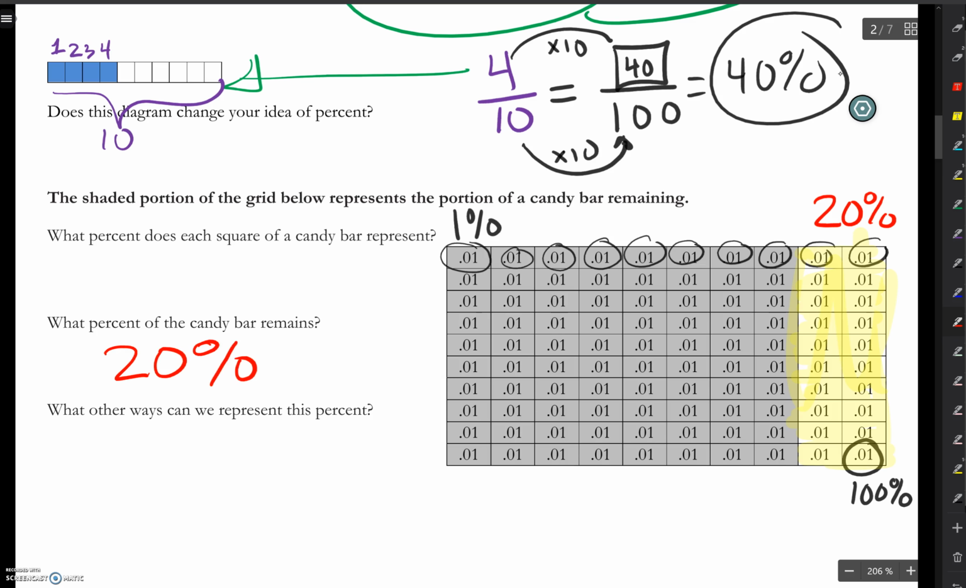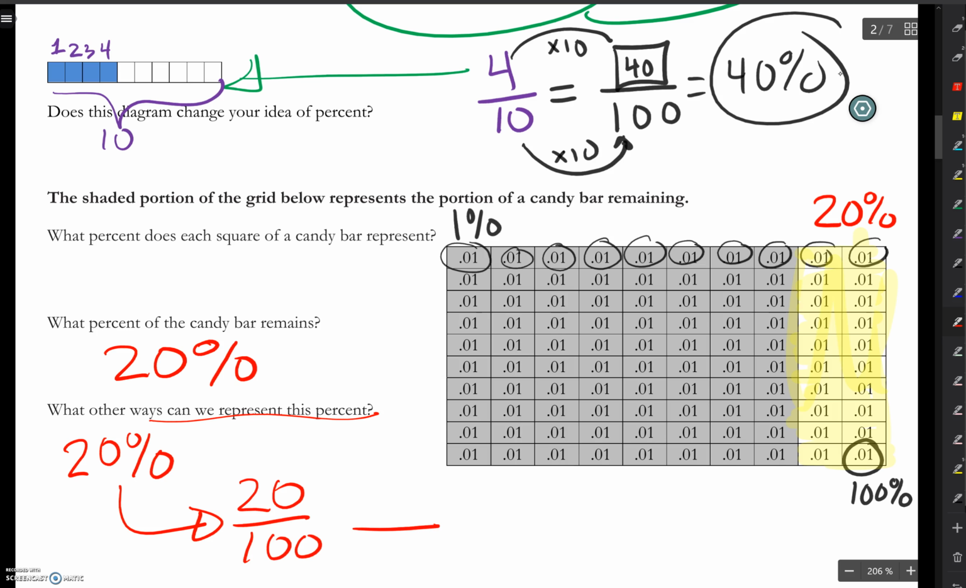Okay, and then what other ways can we represent this percent? We can represent it as 20%. We could also represent it as 20 over 100, or we can represent it as a decimal. We get rid of the percent sign, we put our decimal, and we move it over 2 places, which would equal 0.20.